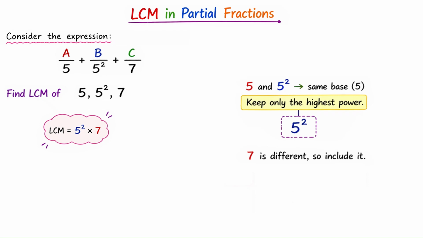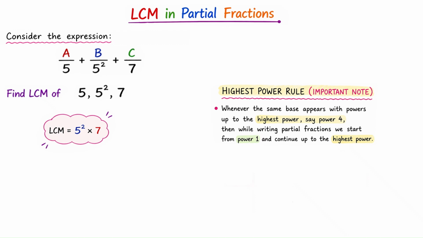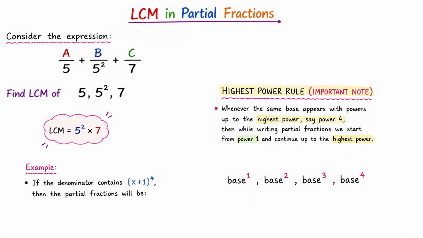Now let me give you one important note. Whenever the same base appears with powers up to the highest power, say power 4, then while writing partial fractions, we start from power 1 and continue up to the highest power. That means we write base power 1, base square, base cube, base power 4. So if the denominator contains x plus 1 power 4, then the partial fractions will be one term with x plus 1, one term with x plus 1 whole square, one term with x plus 1 whole cube, and one term with x plus 1 power 4. This is the standard pattern.